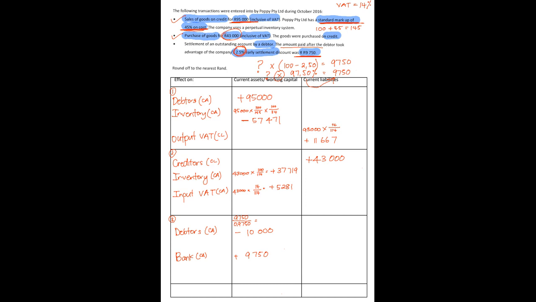And your debtor is then decreasing by that amount, whilst what's actually coming into the bank account is 9,750 Rand. So now we're done with all three transactions. All you will need to do now is sum up the values in each column. So for the current assets column, it is going to be plus 95,000, and you can type it in exactly like this into your calculator: plus 95,000 minus 57,471 plus 37,719 plus 5281 minus 10,000 plus 9750.